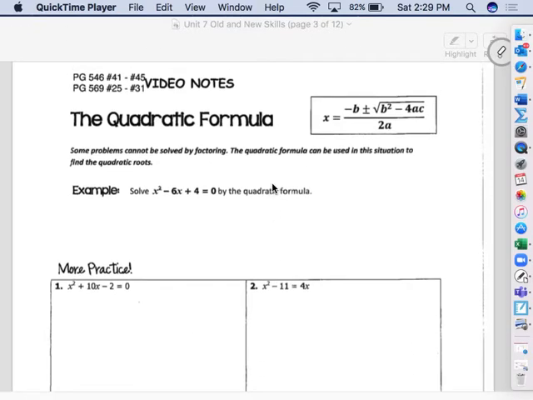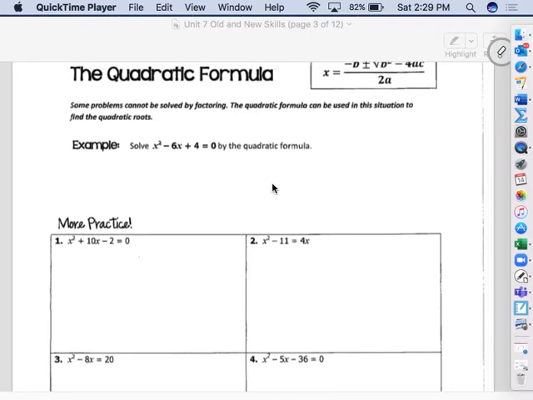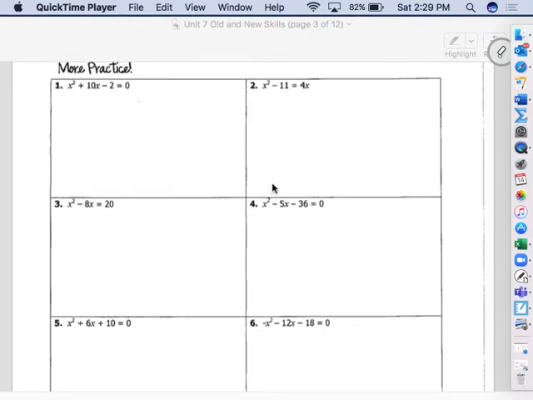Let's look at the problem set on the page before, going into the quadratic formula. And I would like to draw an analogy between perfect squares under the radical and non-perfect squares under the radical. So let's look at number 1 together. Let's identify A, B, and C.